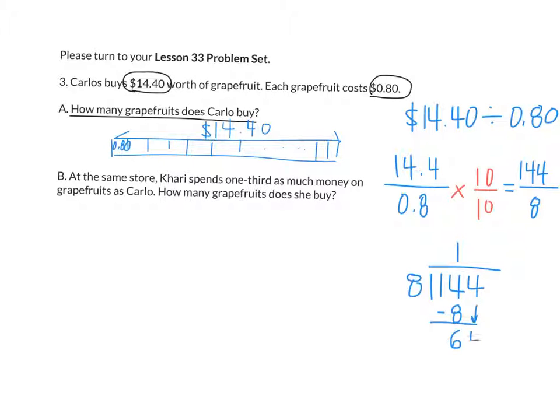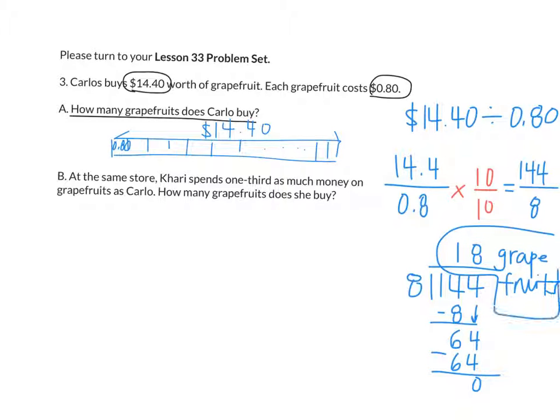I bring down the 4, now I have 64 ones. What's 64 divided by 8? 8 times 8 is? Good. So how many grapefruits did Carlos buy? 18. What's my units? 18 grapefruits. Very good. Okay, so this is taking what we know to solve this problem.